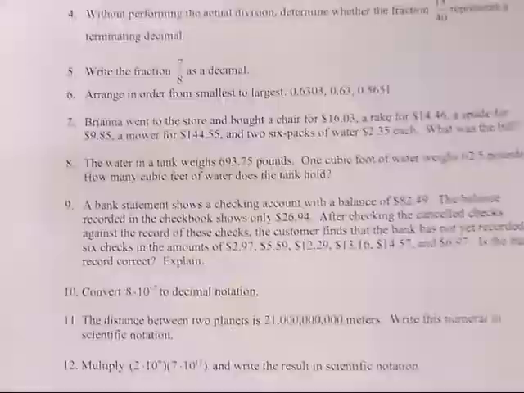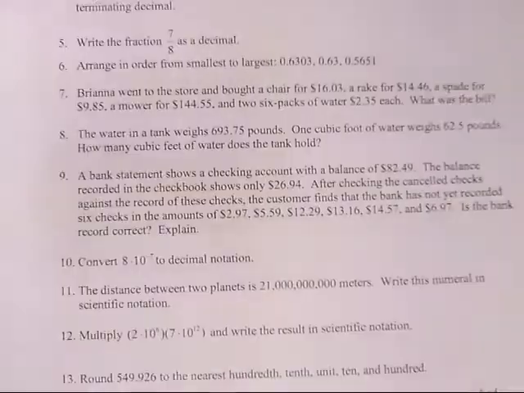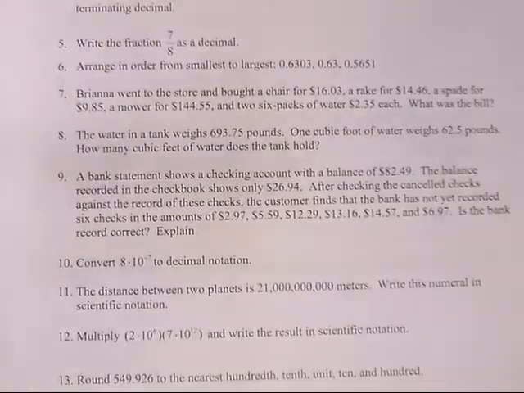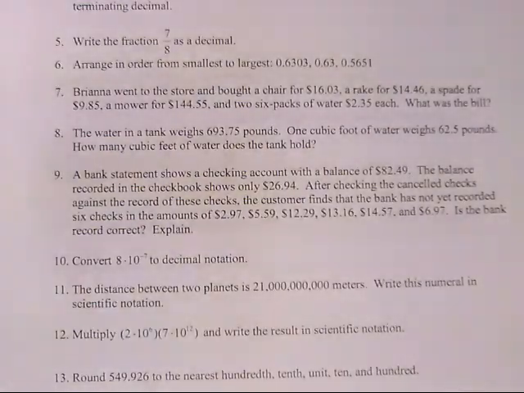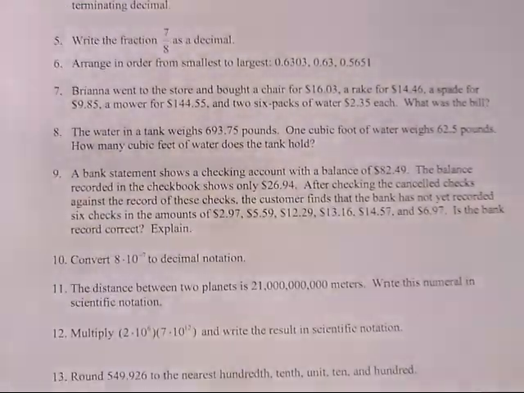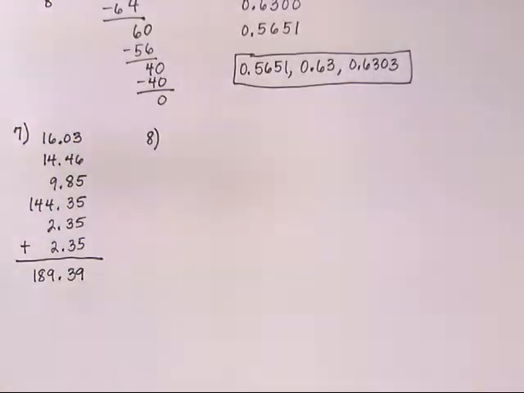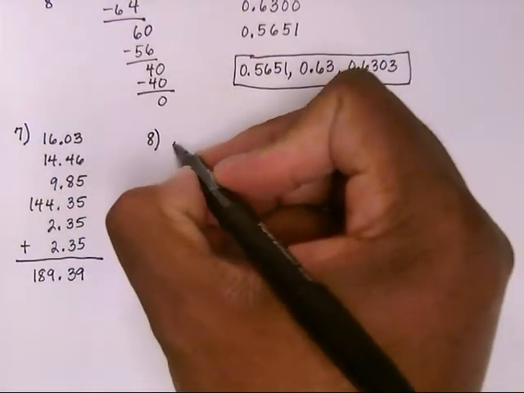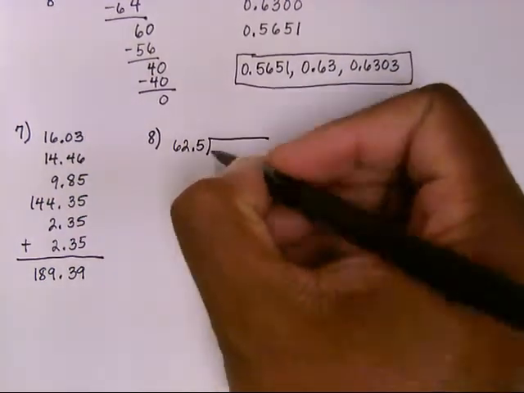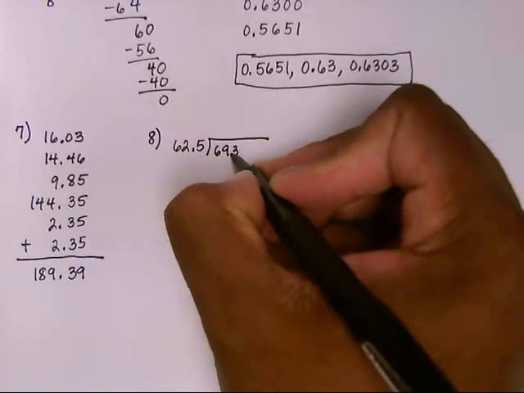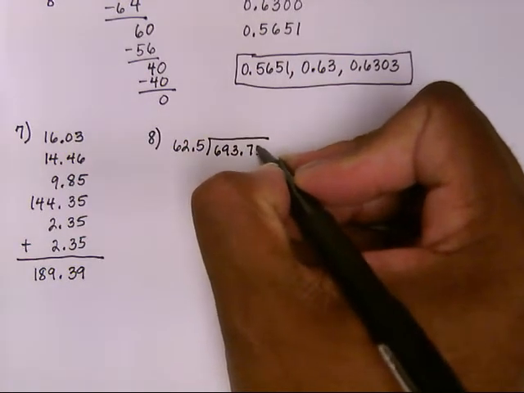Number 8. The water in the tank weighs 693.75 pounds. 1 cubic foot of water weighs 62.5 pounds. How many cubic feet of water does the tank hold? Well, in this case here, we're going to have to do a little bit of division. Like divide 62.5 into 693.75.